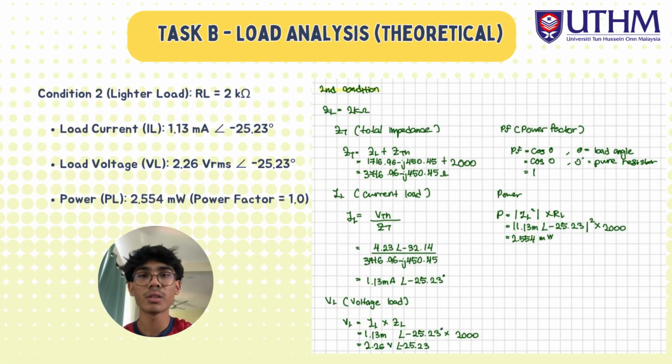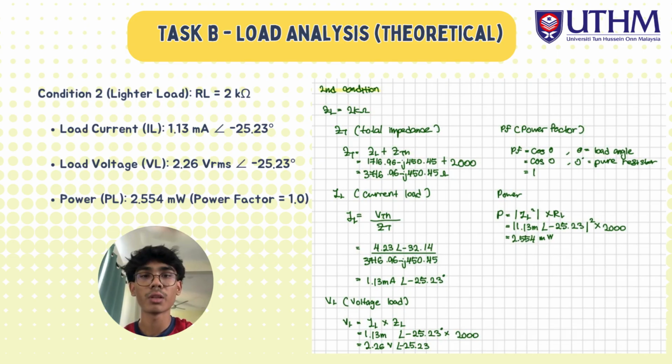The second load condition uses a load resistance of 2 kilo ohms. Compared with the previous case, this represents a lighter load because its resistance is much higher. The load current decreases to 1.13 milliamperes, while the load voltage increases significantly to 2.26 volts RMS. The active power becomes 2.554 milliwatts, and the power factor remains 1.0.